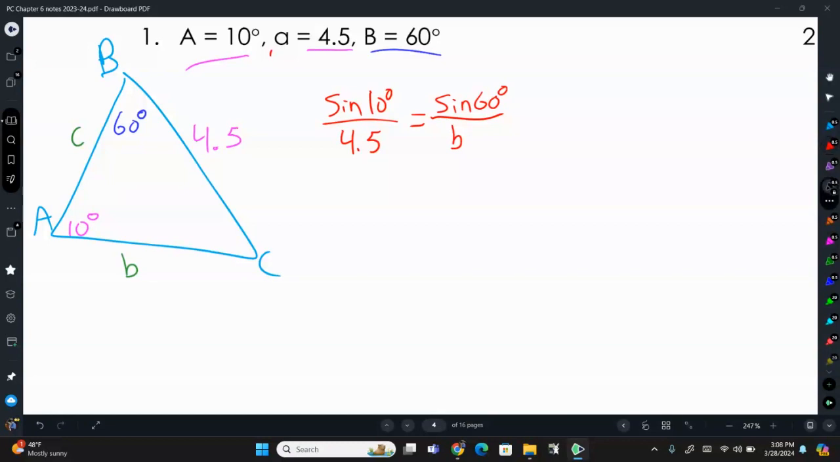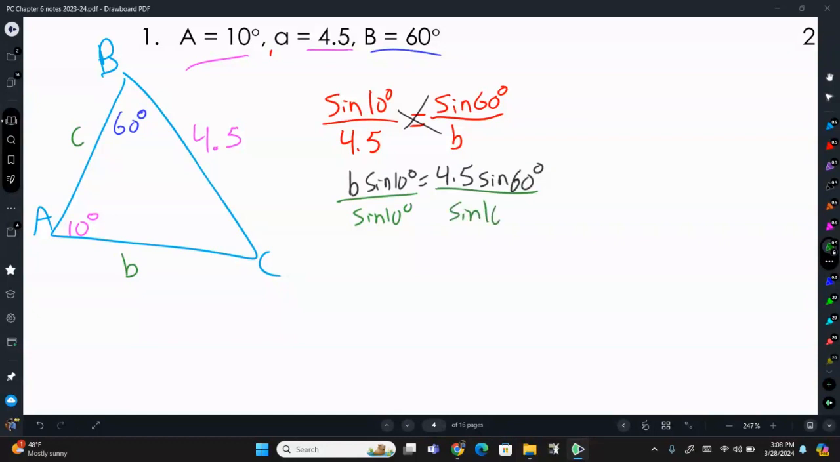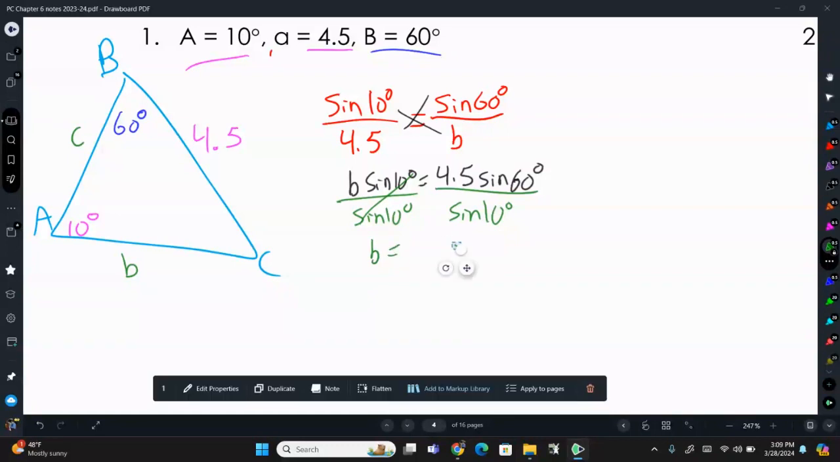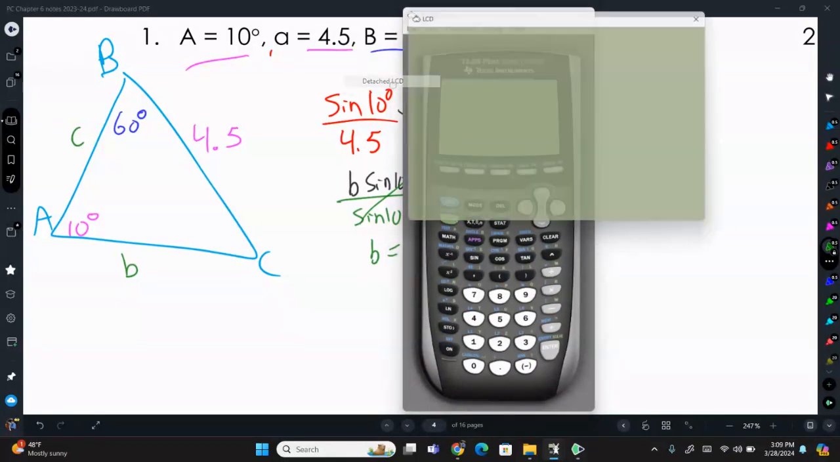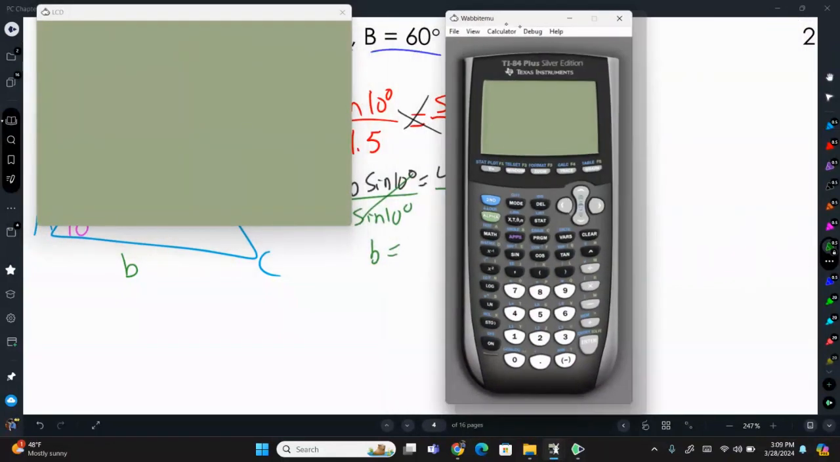So anytime we have a fraction equal a fraction, we cross multiply. So we have B times the sine of 10 degrees equals 4.5 times the sine of 60 degrees. Now, I only want to type this into the calculator once. So before I get that out, we'll divide both sides by the sine of 10 degrees, which cancels. So B is equal to, and I'm going to type that all into the calculator at once. We do need to be mindful of parentheses since we are dividing.